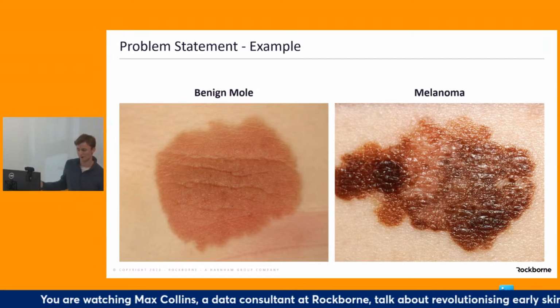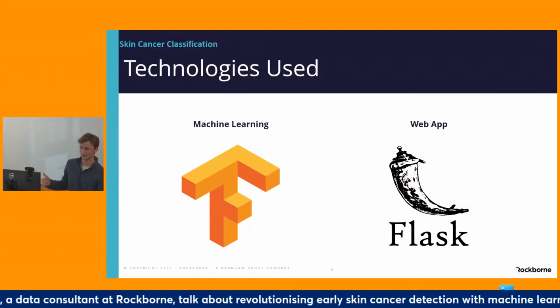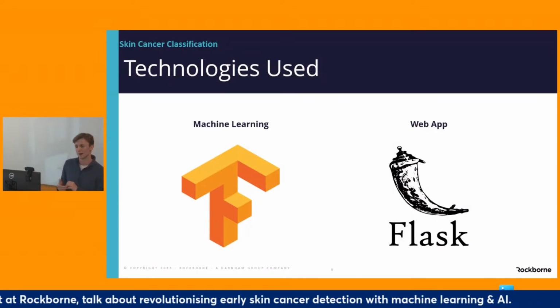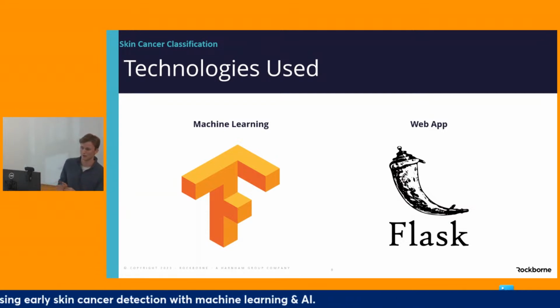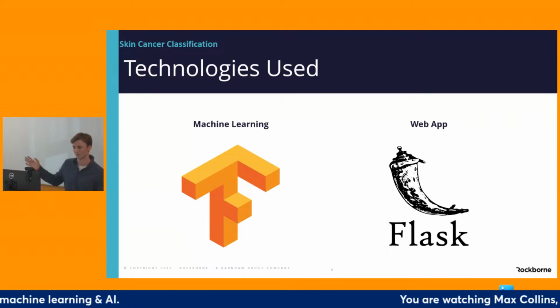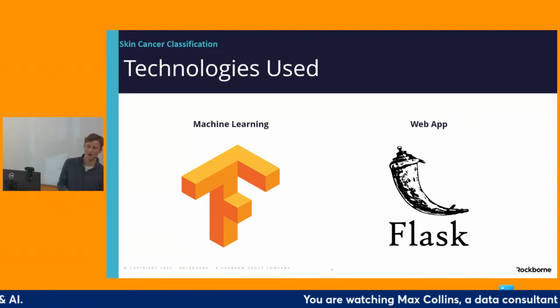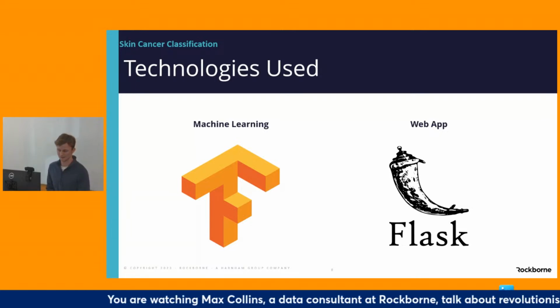Okay, so now for my app, what have I used? I built it all within Python, and for the machine learning side of things, I've used TensorFlow, the orange logo on the left, which is developed by Google. That's where all the machine learning happens. And to wrap it in a web app to make it more accessible, I've used a framework called Flask.